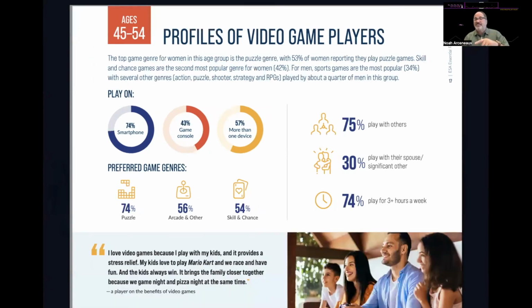Okay, now moving on up. Now we have the 45 to 54. Again, we see a preference for smartphones. Gaming consoles even lower now. Okay, even a smaller percentage are playing on the gaming consoles, and puzzle games remain very, very popular.